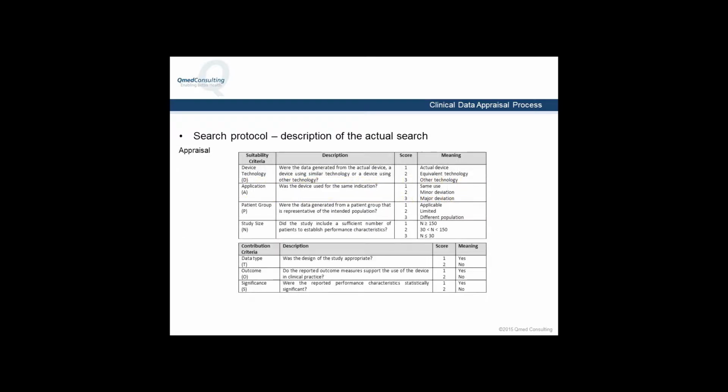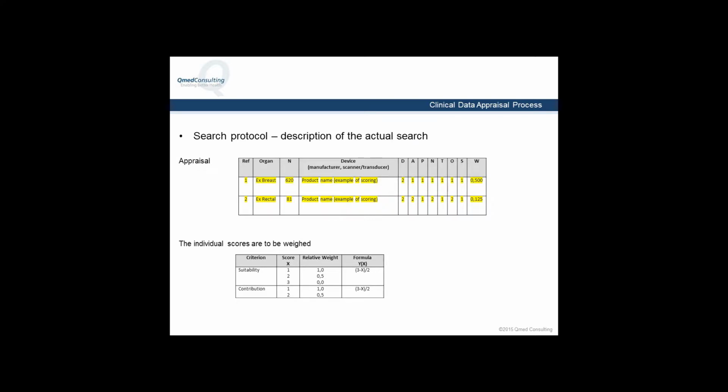Then you go back. Question number 2. Application, was the device used for the same indication? You check the article. Is it the same indication? If yes, it's a 1. If it's somewhat the same, it's a 2, and if it's something completely different, it's a 3. So you go through this for all of your articles, and you get a score.